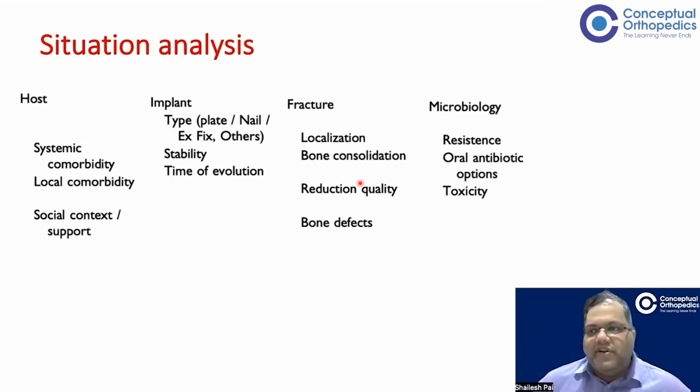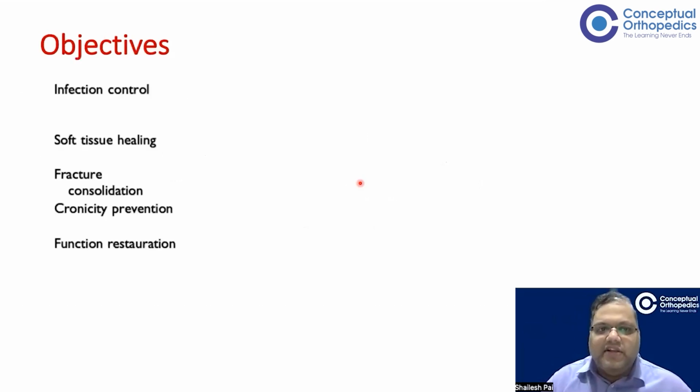So these are the 4 different things that we start thinking about when we diagnose a FRI: whether it is because of host related problems, what is happening to the implant, what is happening to the fracture, and what about the organisms, microorganisms. Okay. So once we analyze that, then we move on to the objectives.